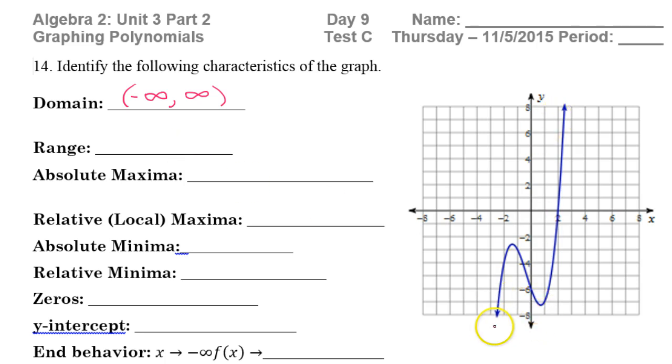Now this graph goes down forever and it goes up forever. So again, it's going to be negative infinity to positive infinity. Alright, do not switch it the other way around.